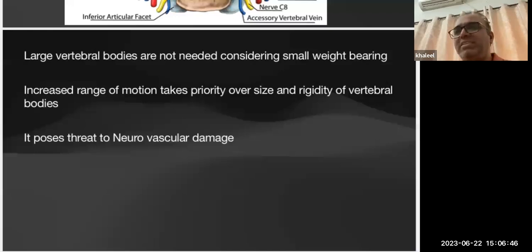In the cervical spine, the vertebral bodies are not large because they are not weight bearing; small weight is borne as compared to the lumbar or the thoracic vertebrae. However, increased range of motion takes priority in the cervical vertebrae. Due to this priority of range of motion, the neurovascular bundle is more at risk.